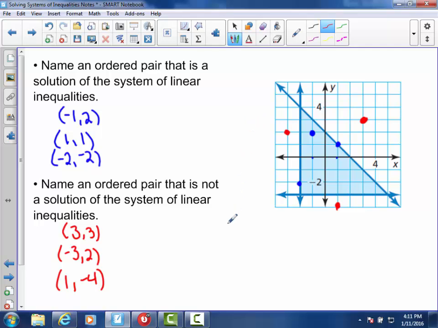Now, one thing to keep in mind is if it's a dashed line, you have a dashed line, which we don't here, but this is to help you with your work later. If you have a dashed line and the point is on the dashed line, not a solution.